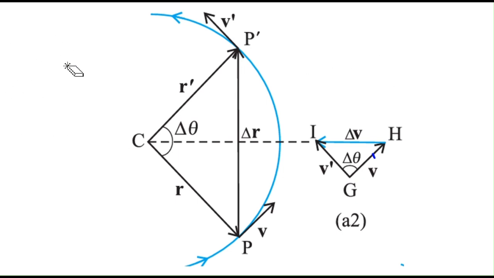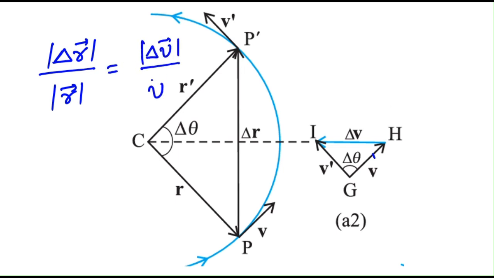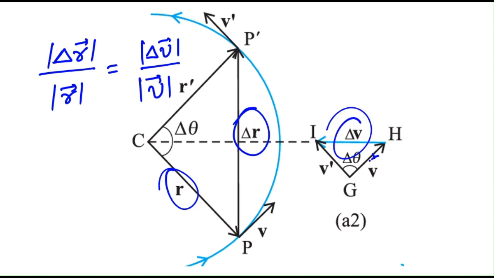Okay. So let's take this triangle first, CP P prime. Here we can write delta R divided by R or R prime, no matter because magnitudes will be the same. And in this triangle, correspondingly, we can take delta V divided by V. So these two triangles, C, P, P prime and G, H, I, are similar. So we can take their ratios of their sides, and these two things should be equal. So this is basic mathematics.